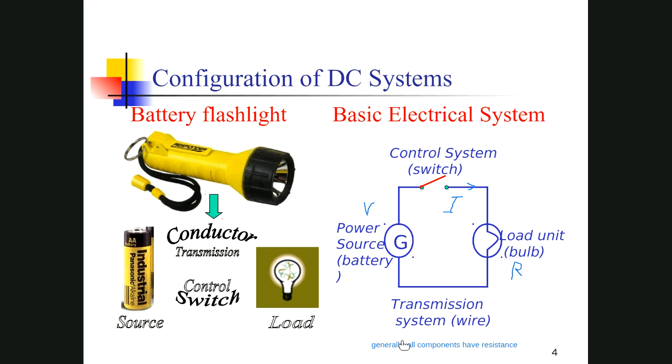So I would like to emphasize that, although we draw a simple circuit for the flashlight like this, in practice, we use voltage to represent the source capabilities. We use resistors to represent the load unit. We use the current to represent how much energy goes through the batteries. So all components have resistance. The batteries have internal resistance. The conductors have resistance. The user, the load, has resistance.